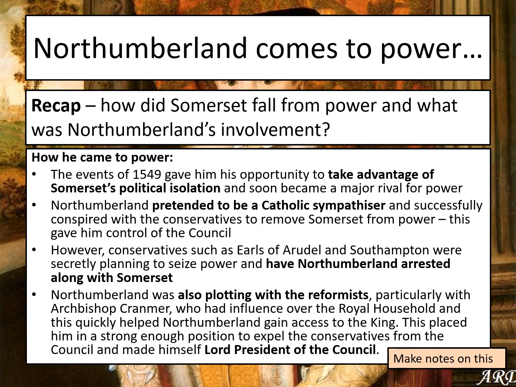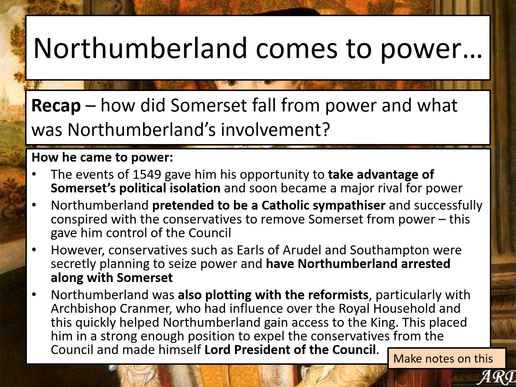Northumberland then was, I suppose, quite devious in the way he brought Somerset down from power, because Northumberland pretended to be a Catholic sympathiser. He wasn't actually, he was a very strong Protestant, but he pretended to be a Catholic sympathiser, and that basically meant that he then conspired with the Catholics, or the conservative people on the council, to remove Somerset from power. So he conspired with the Catholic or conservative people there, even though he wasn't part of that group. He worked with them, successfully bringing Somerset down from power.